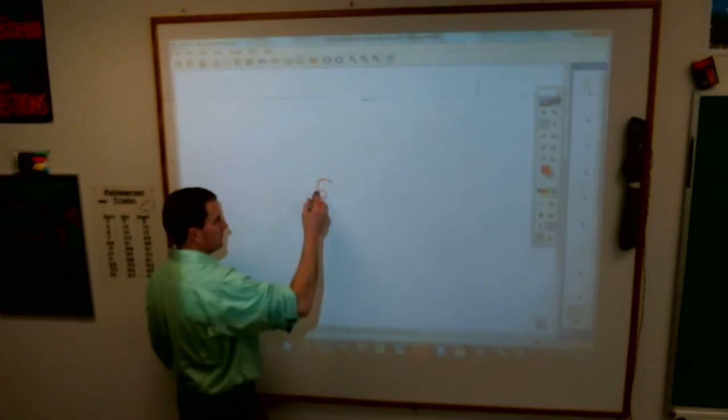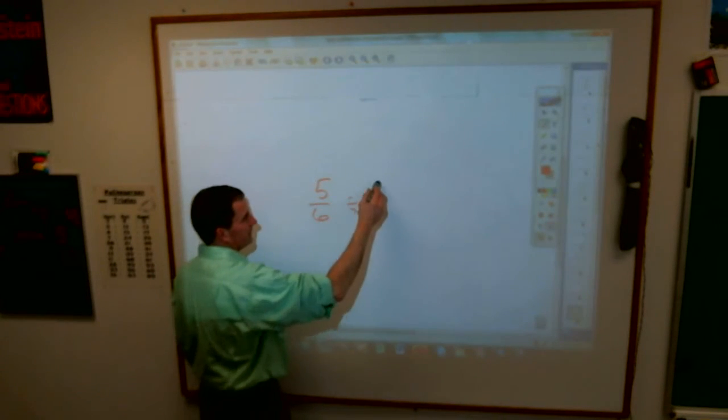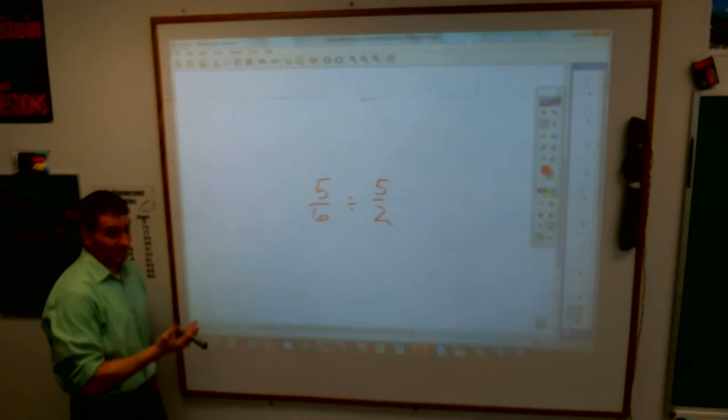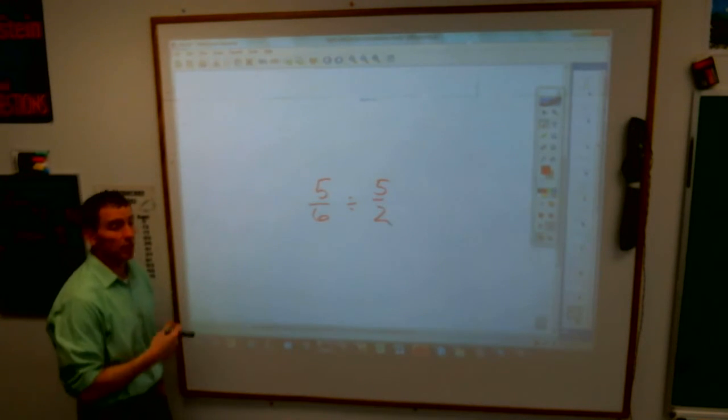Now, can you cross cancel when you divide? Yes or no? The answer is yes and no. Yes. You can only cross cancel on division after you've made the division problem a multiplication problem. So for example, if you have 5/6 divided by 5 over 2. First of all, something could cross cancel there, you couldn't do it because it's not multiplication.